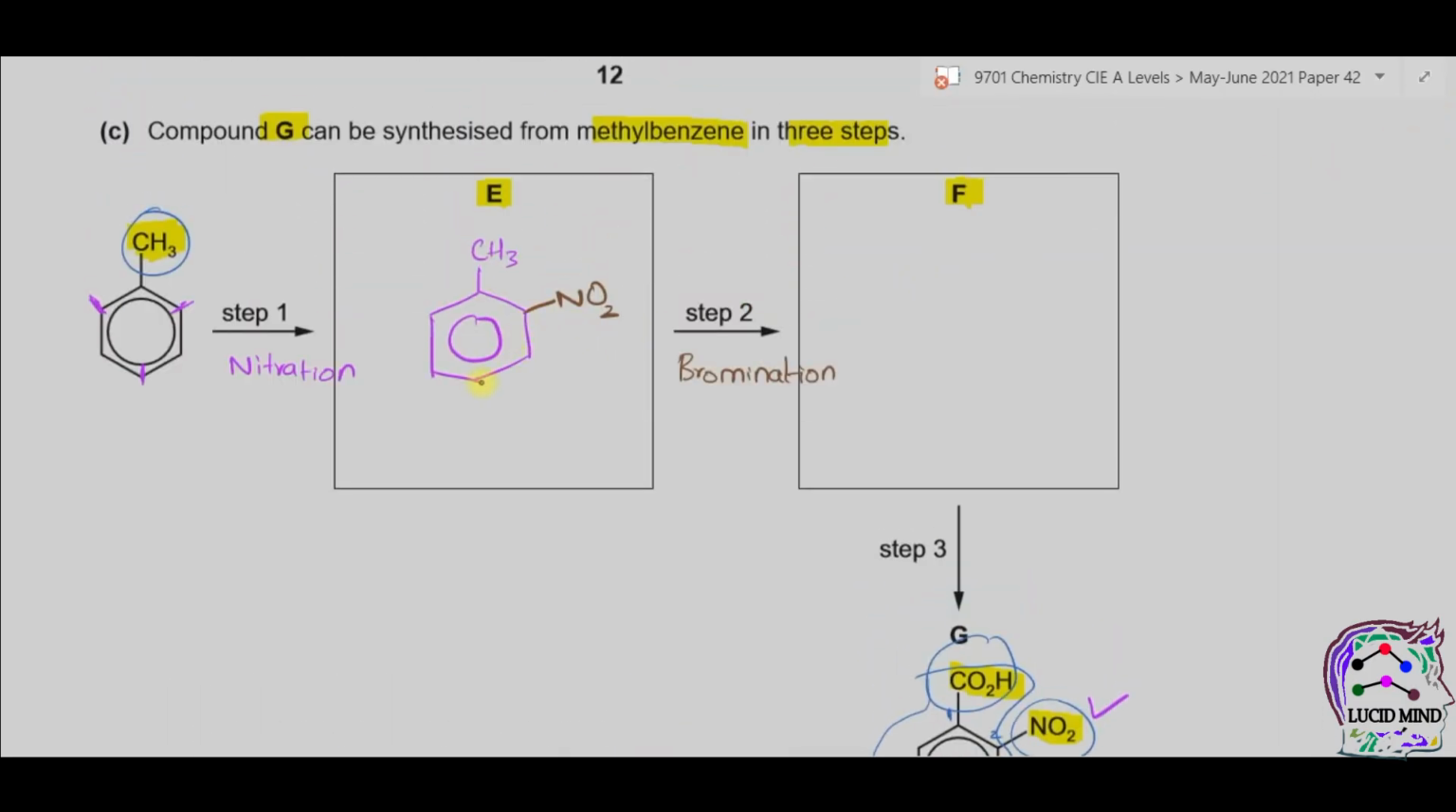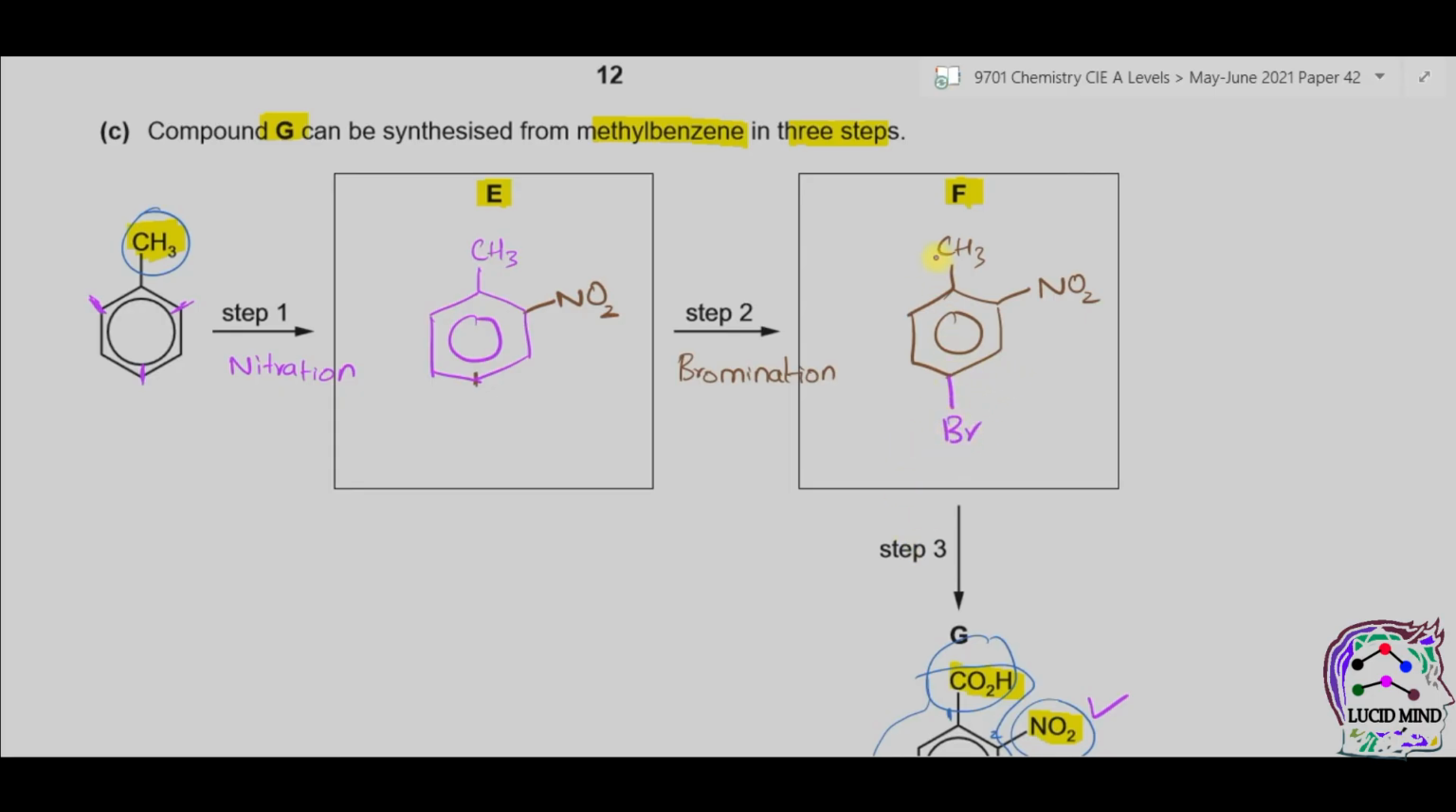So now the position with respect to CH3, one was 2 position and then we had 4th position, so it can add to this position. We already have CH3, we have NO2. Now new entry is Br.